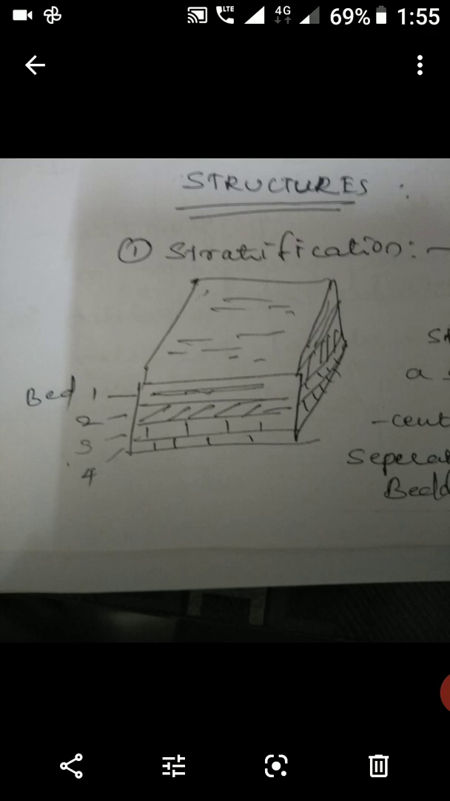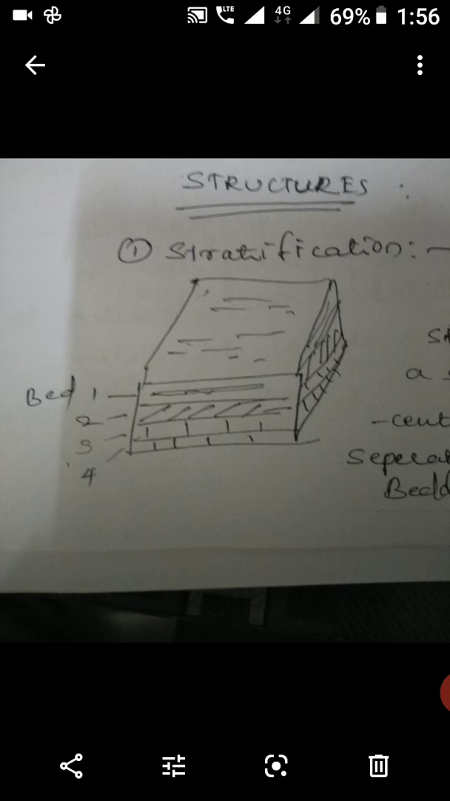You can see here in the image the number of layers or beds. You can see 1, 2, 3, 4 like this. These are the beds. Between the two layers, in between 1 and 2, you can see one layer, that is the weak zone. Between 2 and 3 again a weak zone, and between 3 and 4 one more weak zone. So this is the stratification.